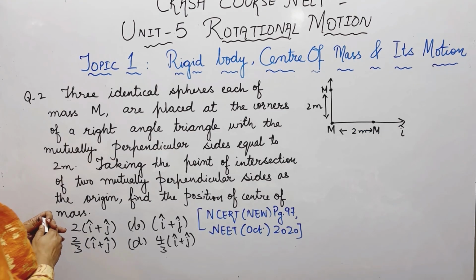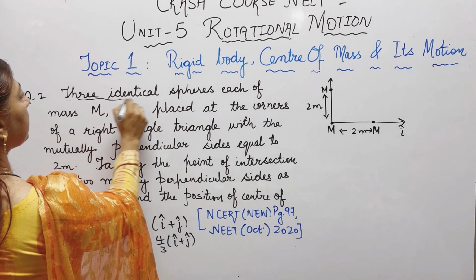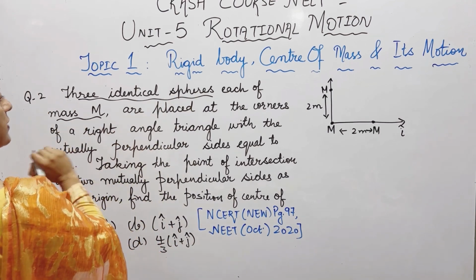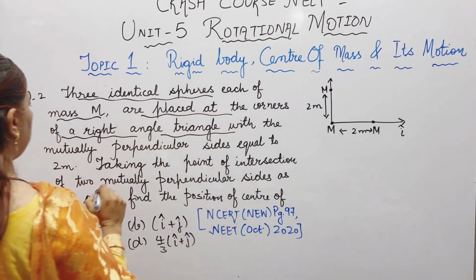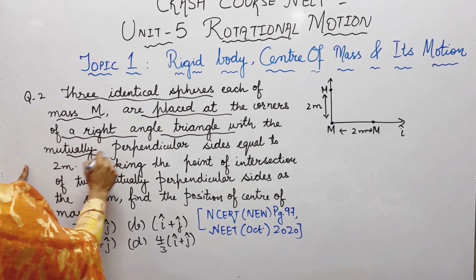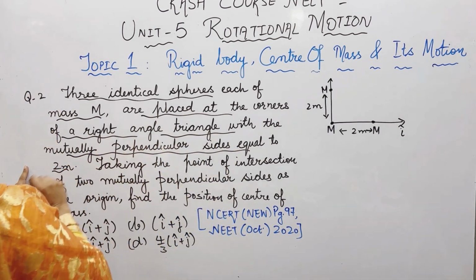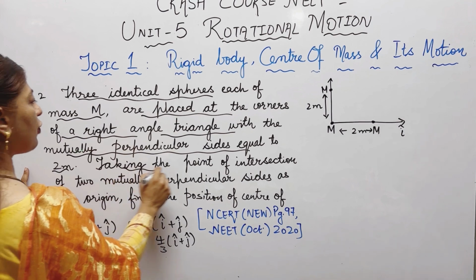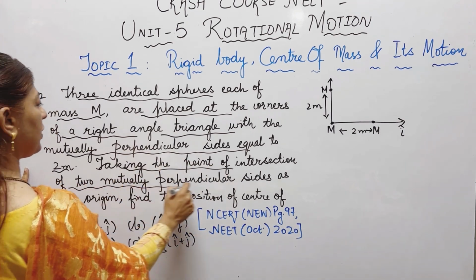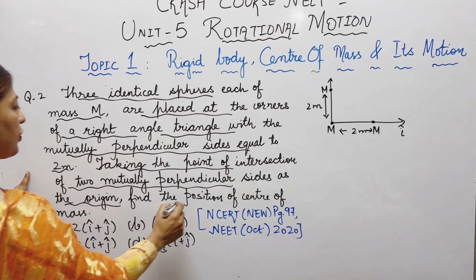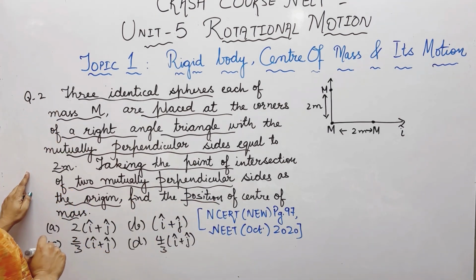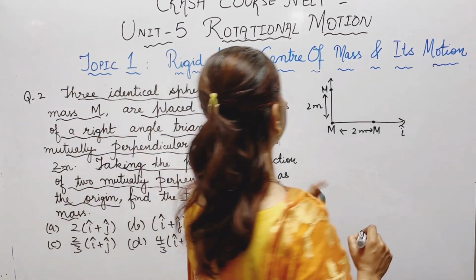Now the second question is about three identical spheres, each of mass m, placed at the corners of a right angle triangle with mutually perpendicular sides equal to 2 meter. Taking the point of intersection of two mutually perpendicular sides as the origin, find the position of the center of mass. And this is the figure that has been given.